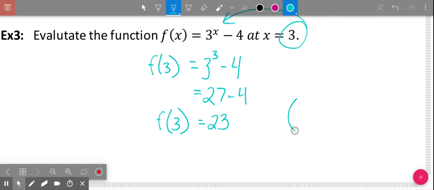You also can write this as a coordinate point as (3, 23). Okay, and that's going to be our input and our output.